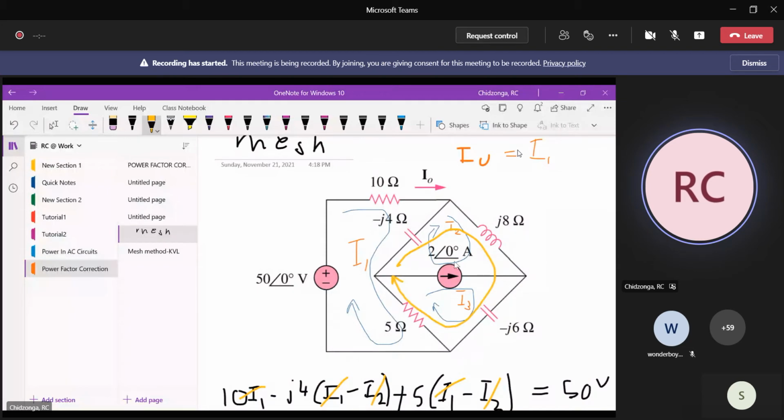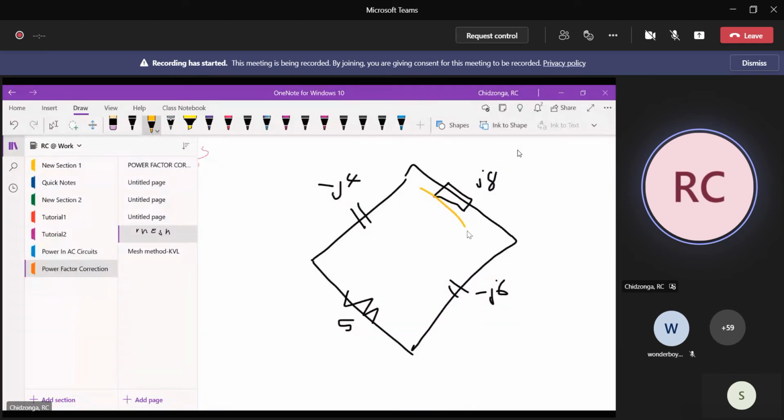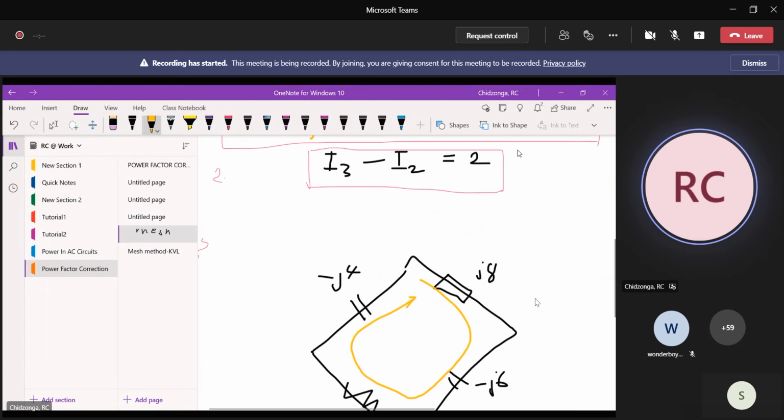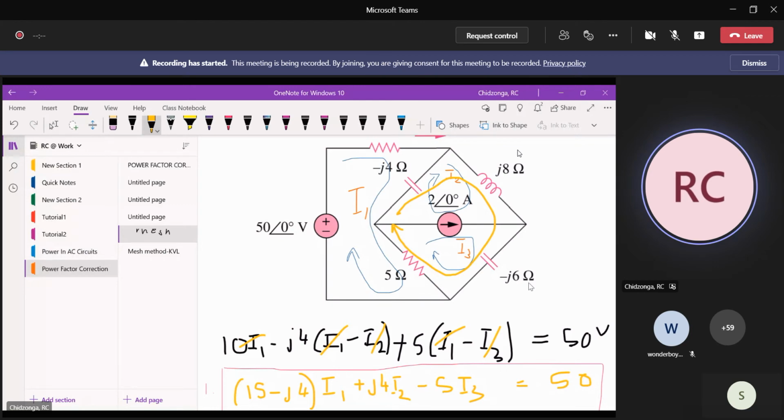Remember, I've created a loop which has got 2 other loops. This is now a loop with 2 meshes inside it, and I'm just calling it super mesh. So I'll repeat it here. But for this mesh, I am not going to define new currents. I'm not going to define a new current.